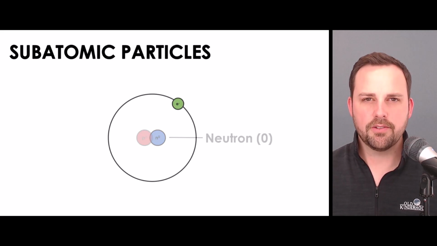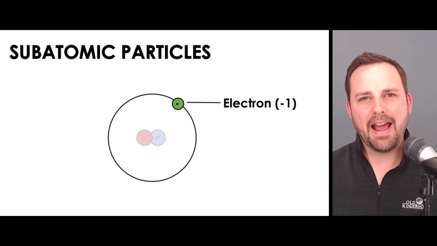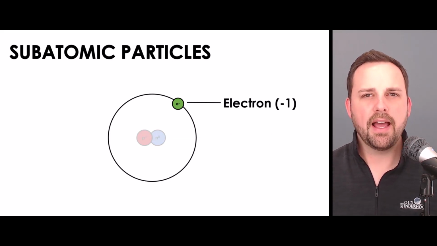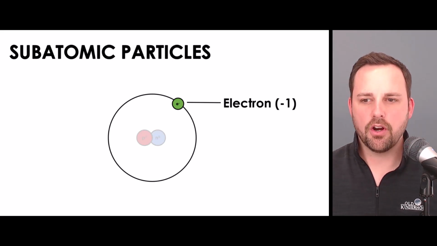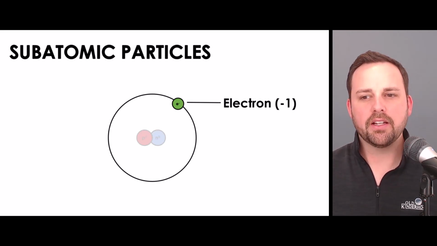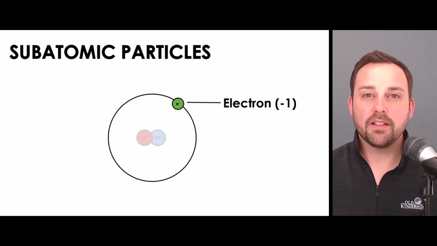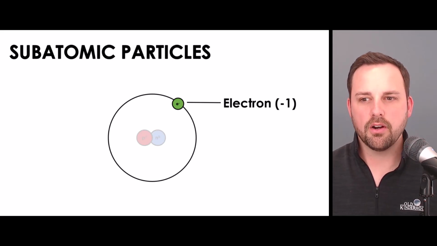Outside of the nucleus is the cloud of electrons. Electrons are located outside of the nucleus in this cloud or electron shells. Electrons have a negative charge, and that's why sometimes we abbreviate electrons with E-. So this means that electrons radiate an electric field that is negative, and that negative field is attracted to the positive field of the protons. That's why electrons like to hang out around the nucleus where the protons are of an atom.